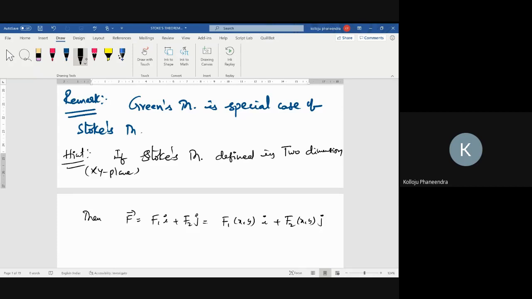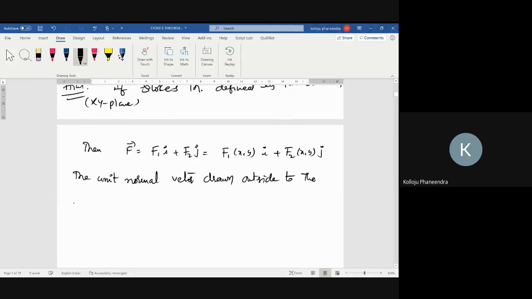And what is the normal vector? The unit normal vector drawn outside to the surface. What is the surface here? XY plane. What is the perpendicular vector for the XY plane? Definitely the perpendicular unit vector for the XY plane is K bar. N bar equals K bar. Okay, second point is over.